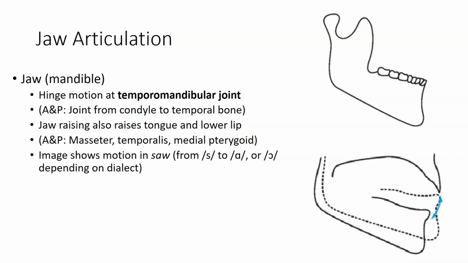In the lower right of this image, we have a jaw movement from the dotted position raised to the solid position where it's lowered for the word saw and S consonant, to an ah or aw vowel depending on your particular dialect. So lowering of the jaw or raising of the jaw helps have the consonant and vowel articulations take place.